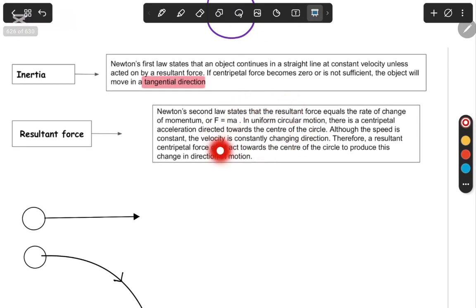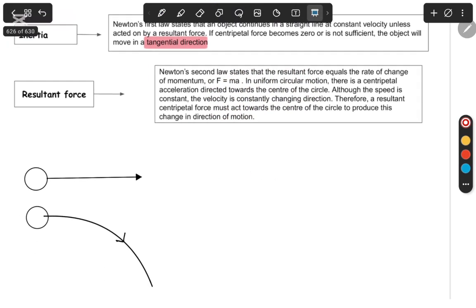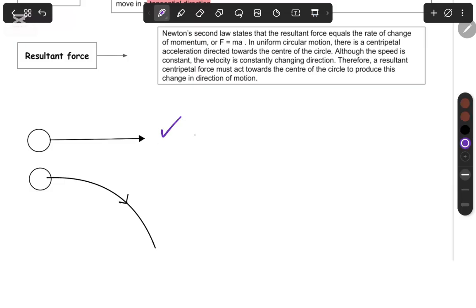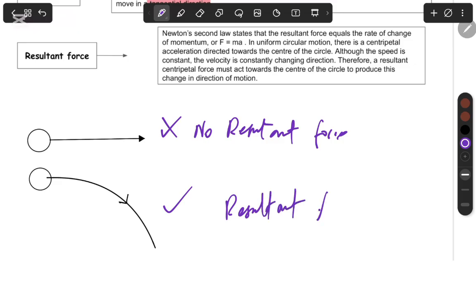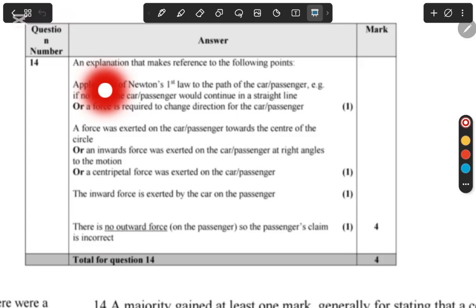Okay, and then this we already discussed. You can pause the video and read through this, right? So this is going to be no resultant force. Okay, you put that arrow, no resultant force, and this is going to be, yes, there is a resultant force. Okay, I hope that's clear. So this is going to be the answer to that question.